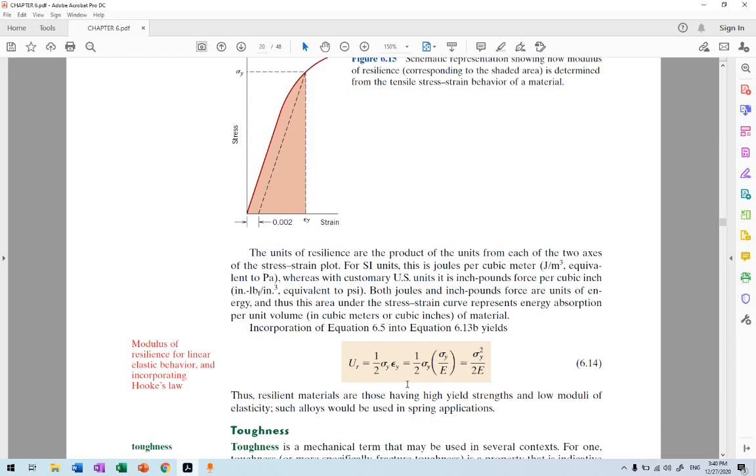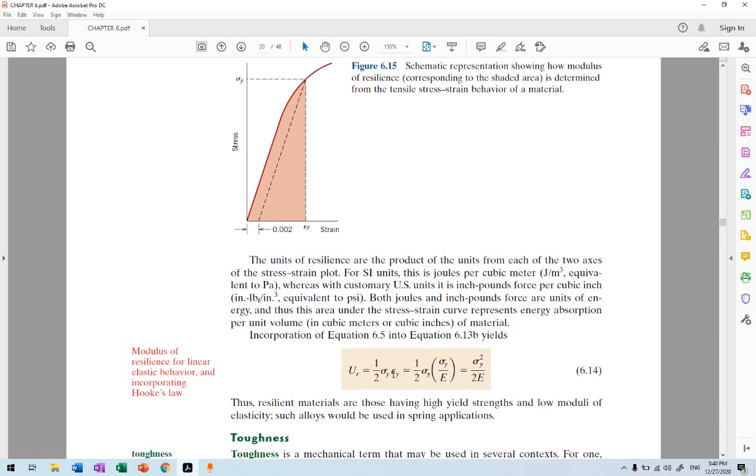Now, since you know the strain yield, you can relate it to the modulus of elasticity even. Why? Because strain is related to stress somehow, so you can simply write it in this manner. That's also possible.